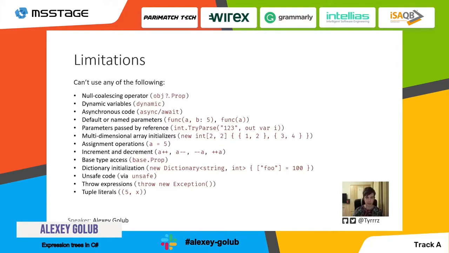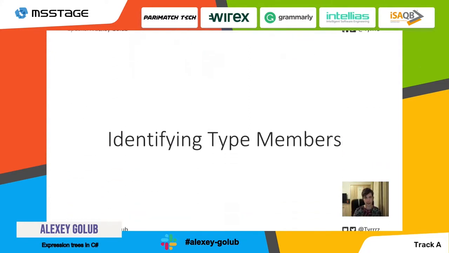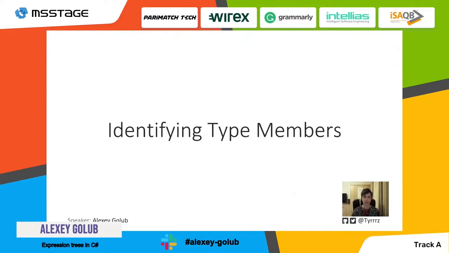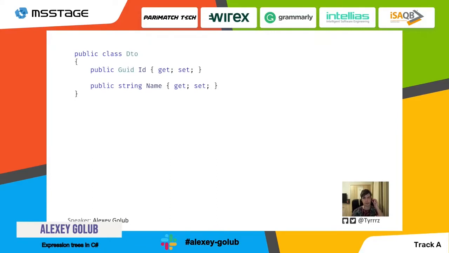So unfortunately, we cannot do that, but there are still some really cool things that we can do with the expression trees obtained in such a way. And one of the more common use cases is identifying type members. So expression trees, or expressions, I guess, help us identify type members. So basically just meta-programming in a statically typed way. And to explain what exactly I mean, let's look at a simple example.